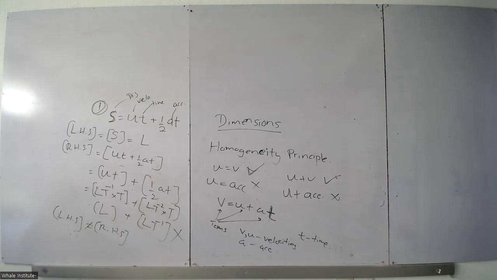And when an equation is dimensionally correct, it may be physically correct or not, and vice versa. Then even at this point also, when an equation is physically correct, it should be dimensionally correct.